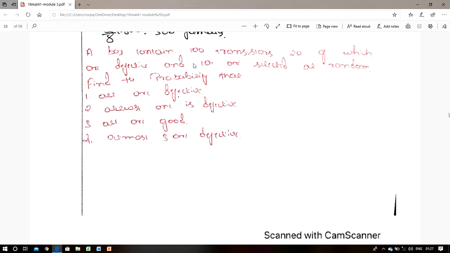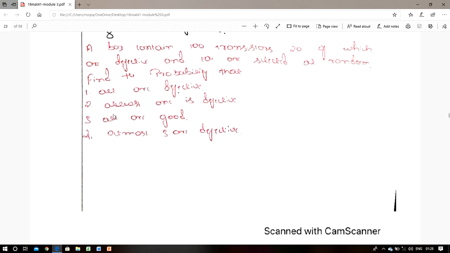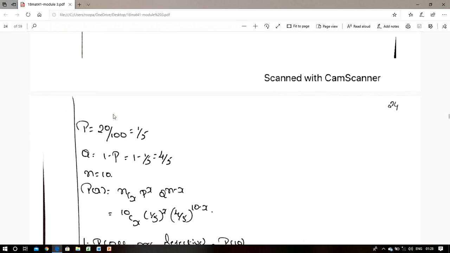Here we use the definition of probability. The definition of probability is favorable cases divided by total number of cases. Out of 100 transistors, 20 are defective, that is 20 by 100, which gives 1 by 5. So p is equal to 1 by 5. And 10 are selected at random, which means n is equal to 10. So these are all the conditions, and we get p equal to 1 by 5.